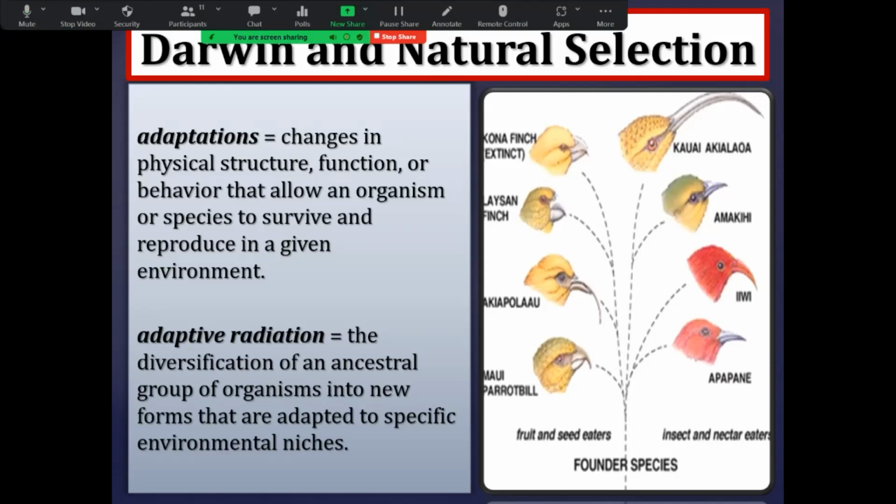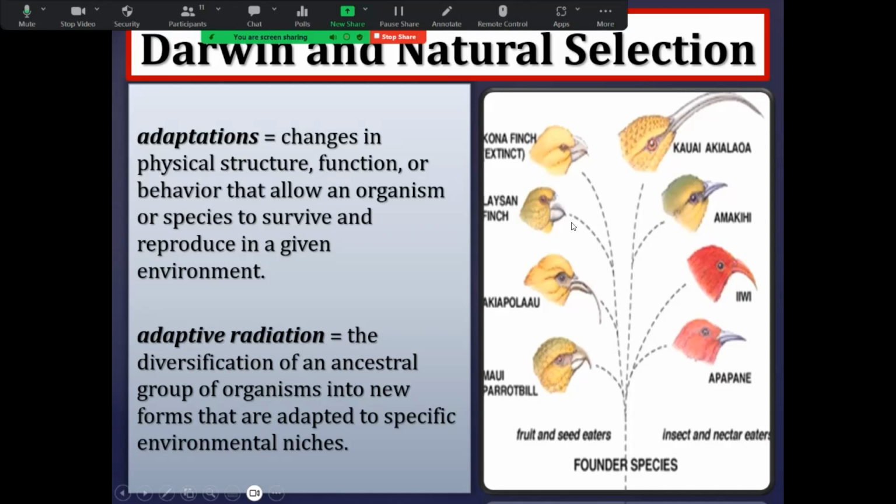Okay, so adaptive radiation is defined as the diversification of an ancestral group of organisms into new forms that are adapted to fill specific environmental roles or niches. So the image on the screen here on this slide on the right-hand side, at the bottom, we have our founder species. Sometimes it's also called the common ancestor. Those two terms are used kind of interchangeably. Sometimes it's called founder species, sometimes it's called common ancestor. But you're going to see evolutionary events happen, speciation events. So all of these branches, all of these offshoots are representing adaptive radiation.